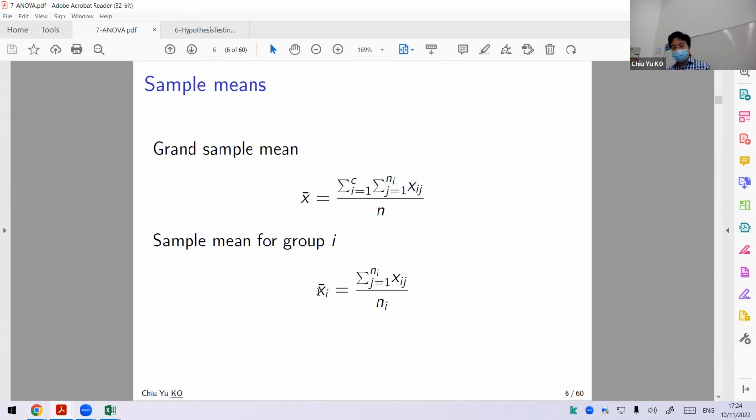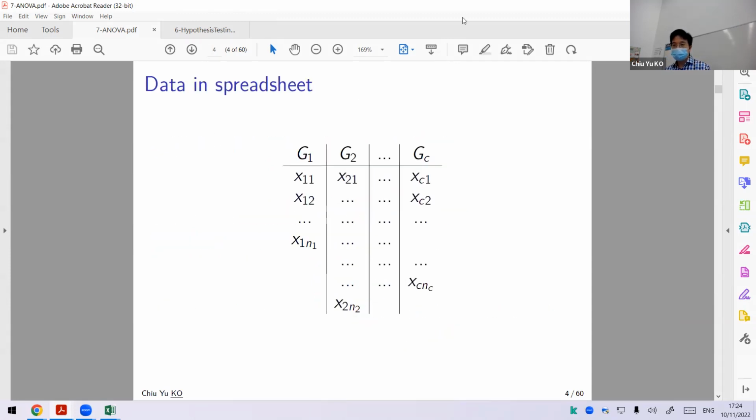The second one is simply x bar i, which means within a group i, you just add from the first to the last, over how many of them are in the group. So in this diagram, it simply means the average of this will give you x bar 1. The average of this will give you x bar 2, and so on and so forth. This gives you x bar 2, it's another color.